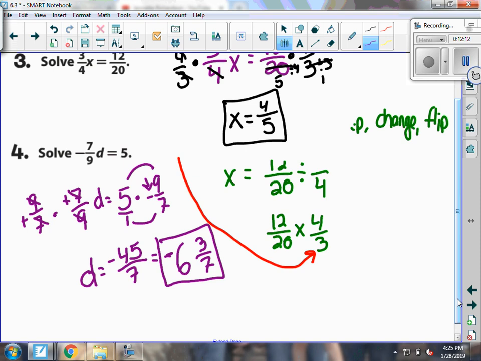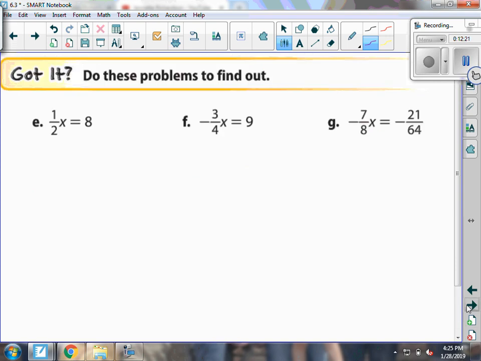So you multiply both sides by your reciprocal. If this is a fraction, you flip it and multiply both sides by that number. So go ahead and copy these down and give these a shot on your own, please. If you need more time, go ahead and pause this and take more time.